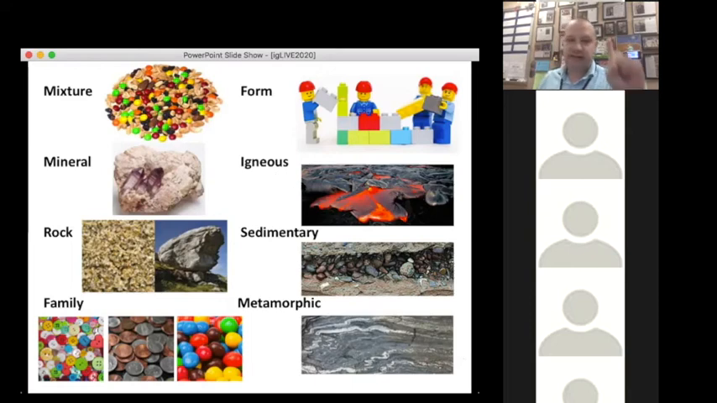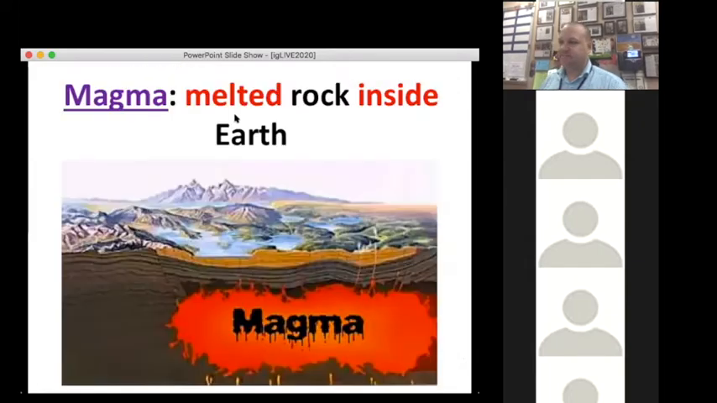We're only going to look at one family. Today we are looking at igneous rocks. Magma is rock that is liquid. It's melted, turned into liquid, and it is inside the earth, below.